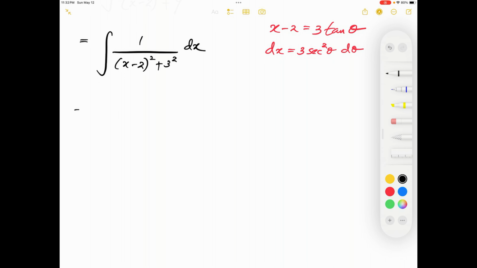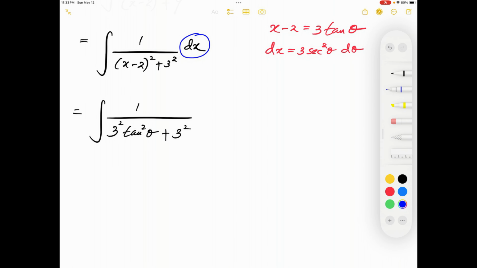Let's write down this integration equal to the integral of 1 over x minus 2 squared. x minus 2 is equal to 3 tangent theta. Therefore, x minus 2 squared should be equal to 3 tangent theta everything squared, which we can write as 3 squared tangent squared theta. And then we have plus 3 squared. And then we have this dx term, which is equal to 3 secant squared theta d theta. So let me write it as that: 3 secant squared theta d theta.